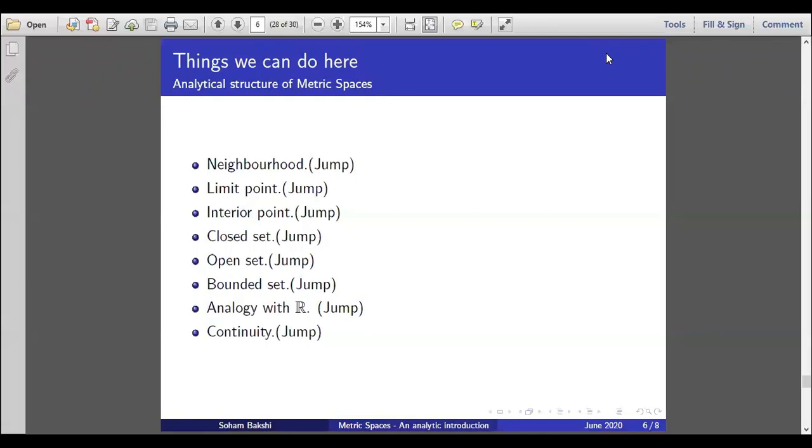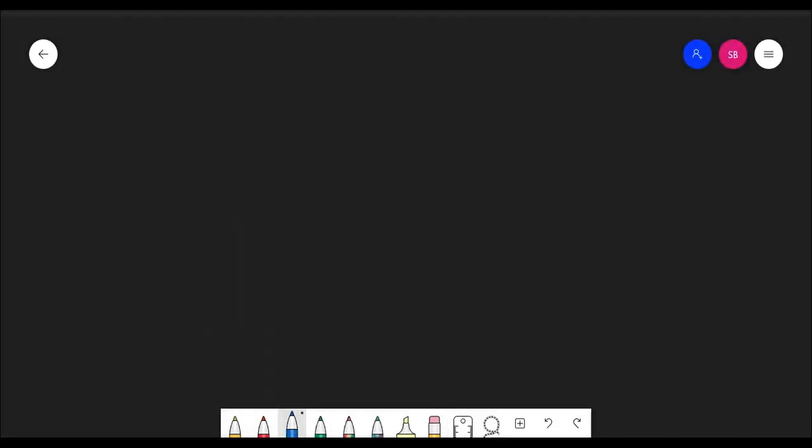Now, as we know the basic definition of a metric space and have seen examples to make ourselves comfortable, we can go to the structure, the analytical stuff we can do in a general structure. So let's see that with examples. In our second lecture, we are going to see things like neighborhood, limit point, interior point, closed set, open set, and how we can define them in a general setup. Firstly, let us talk about neighborhood.